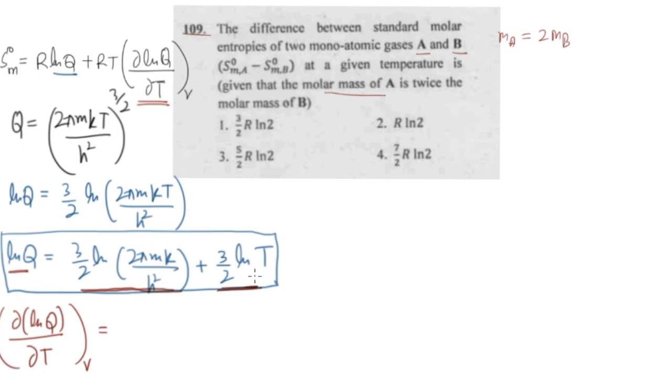Now the differentiation of ln T becomes 1 by T. So what will be the answer? 3 by 2 into 1 by T. So that's what you will get. Make sure you remember this also. So this is your equation number 2.